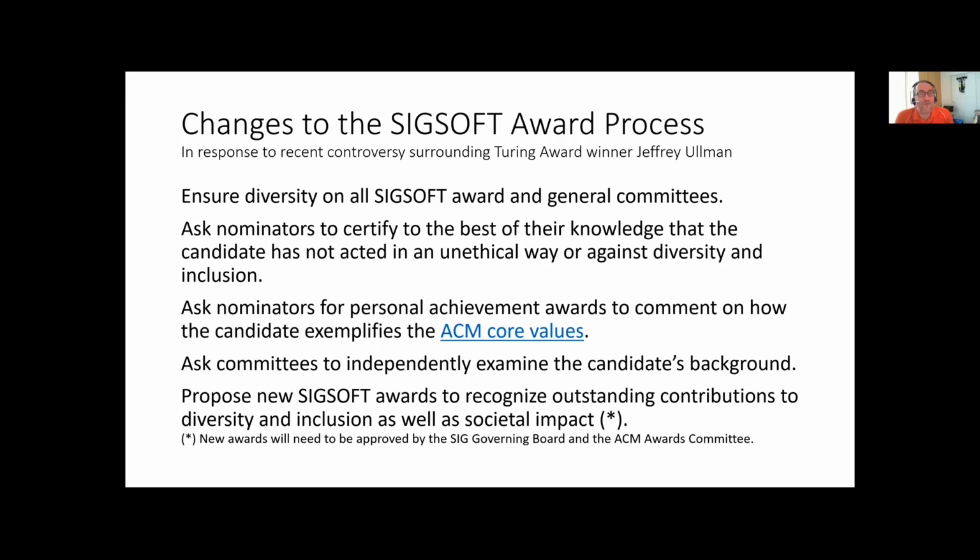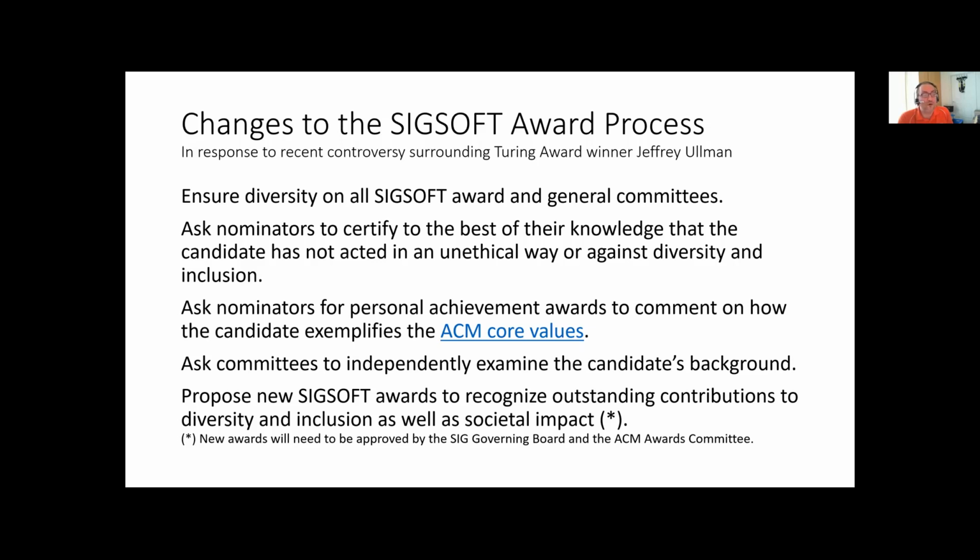And so here are the steps that we're going to take forward. We are going to ensure diversity on all SigSoft Award committees and also on all general committees. We're going to ask nominators to certify to the best of their knowledge that the candidate has not acted in any unethical way or against diversity and inclusion. We are also going to ask nominators to comment on how the candidate exemplifies the ACM core values, which among others include diversity and inclusion.